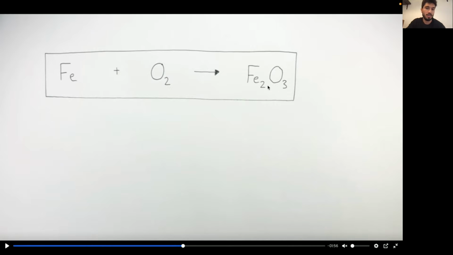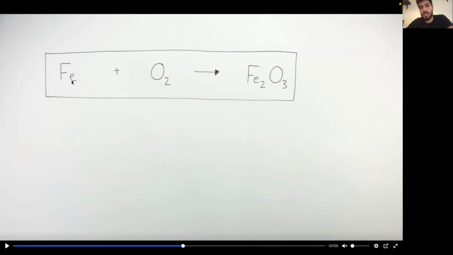Now, how do we balance this? That's the question. Well, number one, we cannot change these small numbers. I can't just change that 2 to a 3 and then put a little 2 next to the Fe. It does not work like that. Okay, you cannot do that. What you can do is add big numbers in front of these substances.